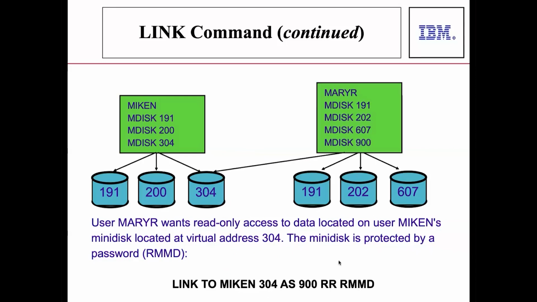So once she enters that command, now she has a new mini disk in essence. It's not hers, but it's in her virtual configuration at disk 900, and it's really this 304 disk. So when she reads whatever's on this disk, she's reading from this disk. It doesn't matter if Mike N is logged onto the system or not, because this disk is defined in the directory, so it can be read basically. So she's made a temporary change to her virtual machine configuration, right? She has this mini disk and she can read it.